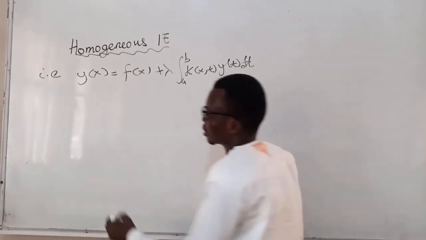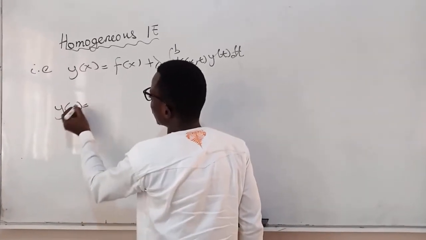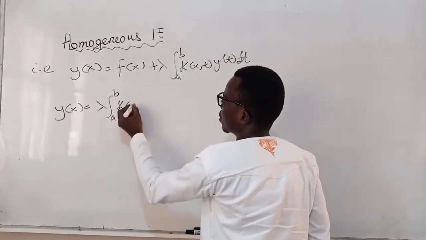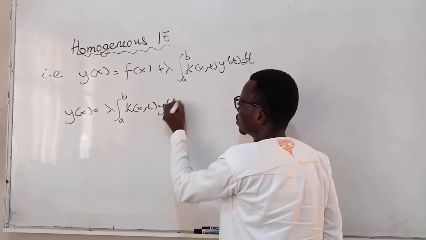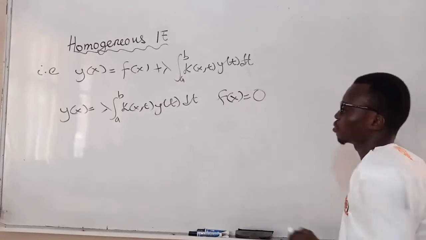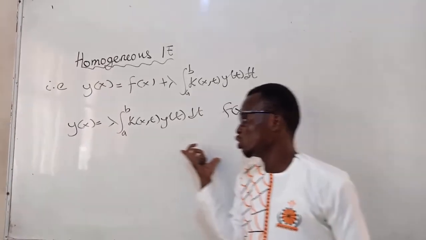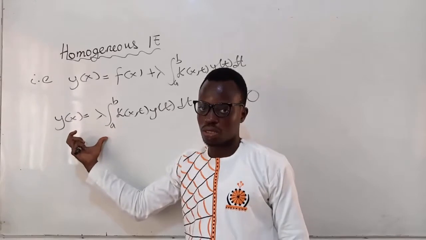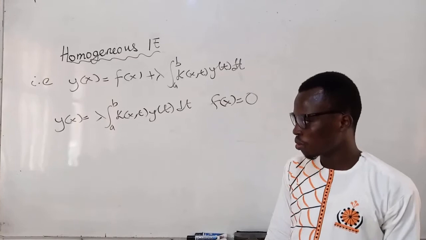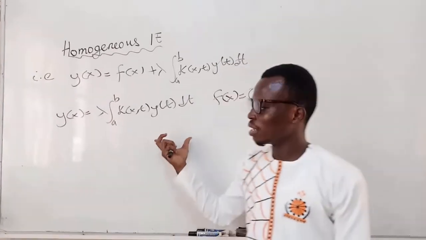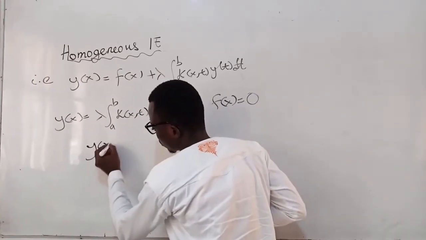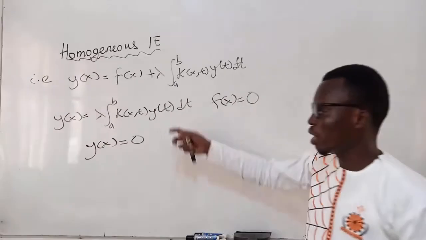That is, y(s) equal to lambda times the integral from a to b of K(s,t) y(t) dt. Here f(s) is equal to 0, which makes this equation a homogeneous integral equation, since the unknown function appears under the integral sign, as we explained in our previous video. And since it's a homogeneous integral equation, it has a trivial solution, that is y(s) equal to 0. It's always a solution to this integral equation.